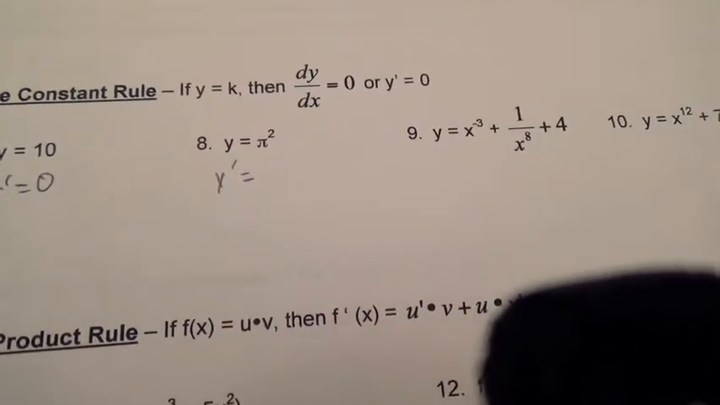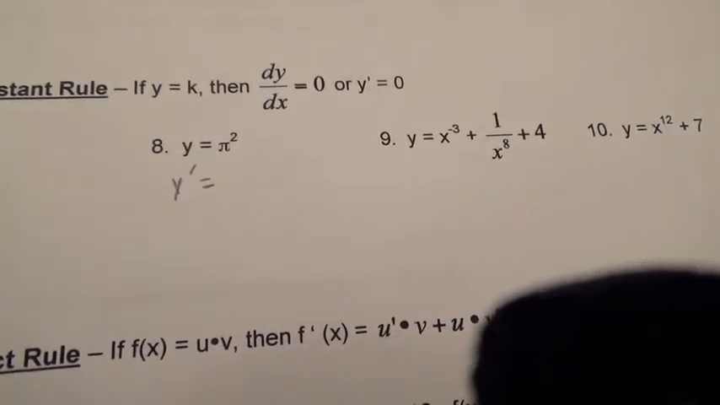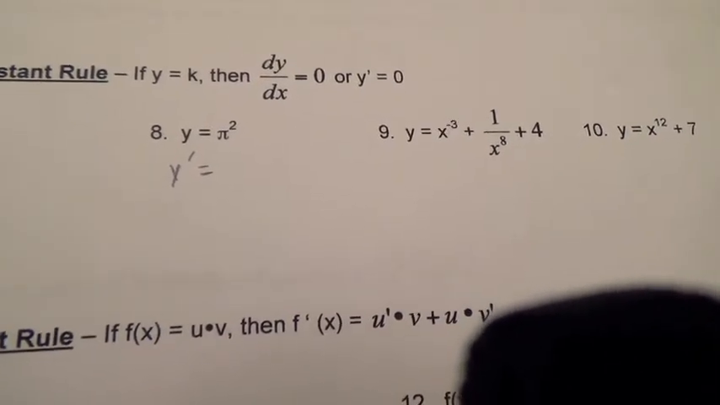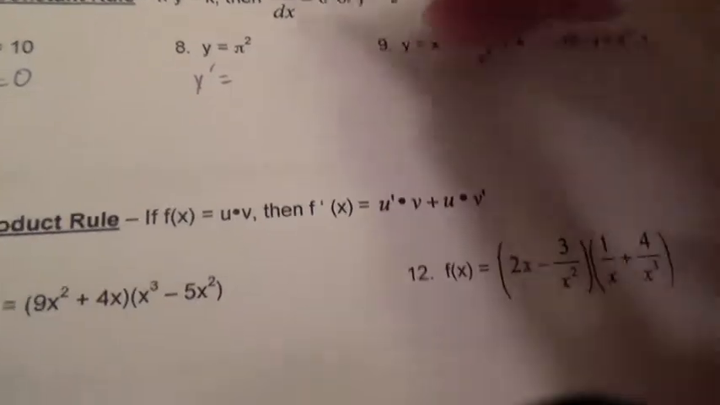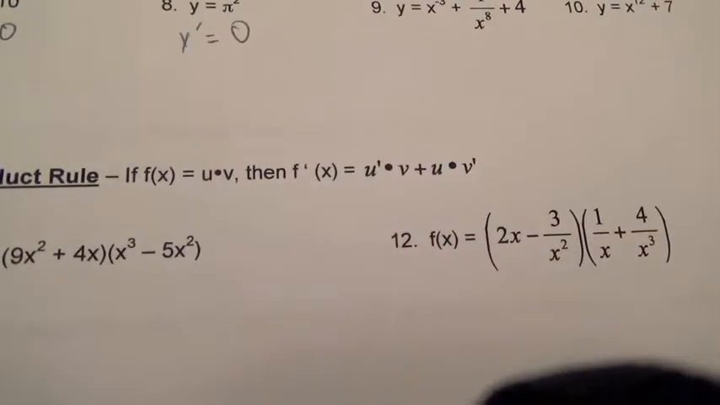Pi squared sort of looks like you would do the power rule, but in reality pi squared is a constant. It's like 9 something if you squared the pi. So that's just a constant, meaning your derivative still is going to be 0. Okay.